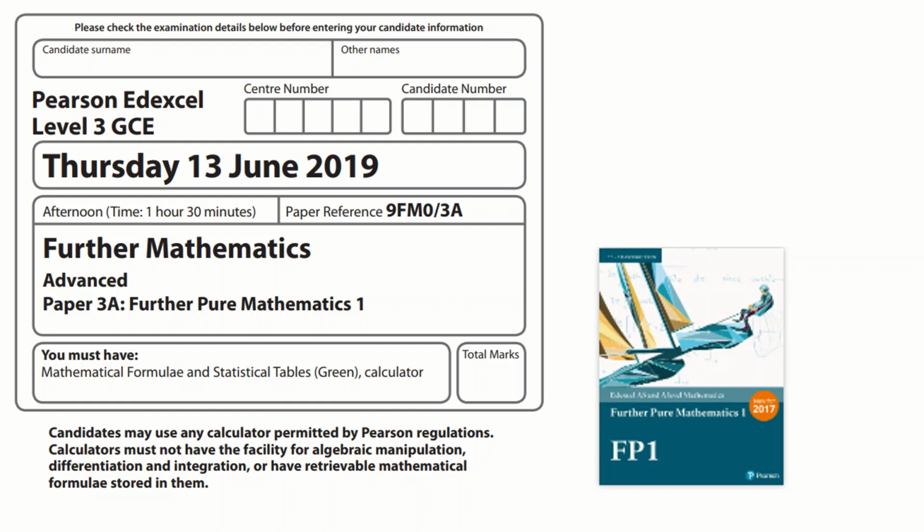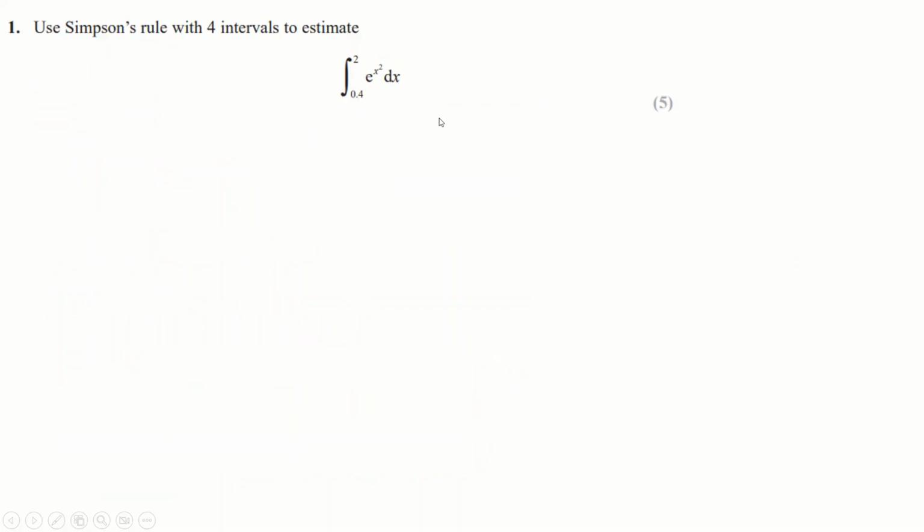This is the Pearson Edexcel FP1 paper from 2019, this book here. We may as well get straight into it because it's probably going to be quite a long one. This first question, it should be 5 free marks to everyone, right?